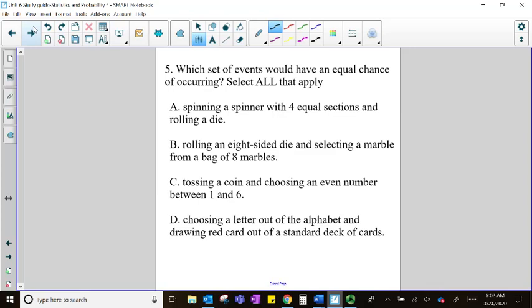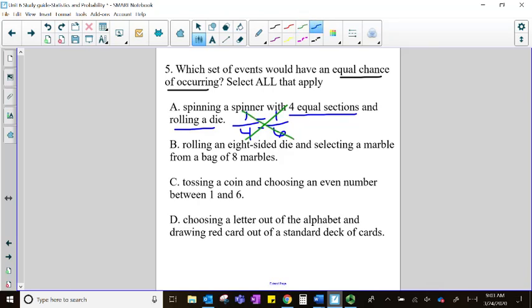Which of the following events would have an equal chance of occurring? Select all that apply. Equal chance of occurring means the probability is going to be the same. Spinning a spinner with 4 equal sections. 4 equal sections means there's a 1 in 4 chance for each of those sections. Rolling a die, there's a 1 in 6 chance for every face of that die. So do these equal? No, these do not equal.